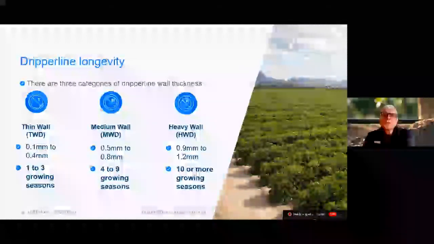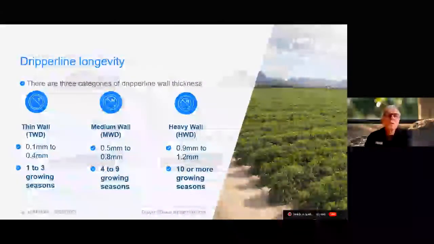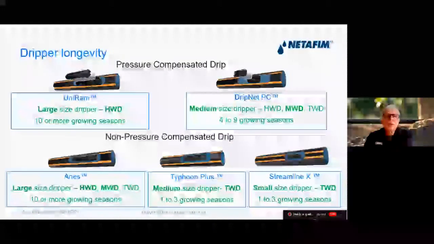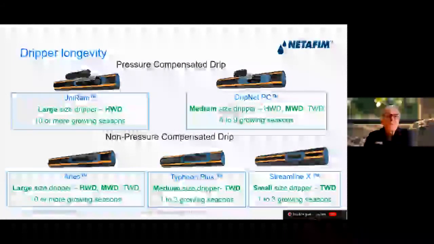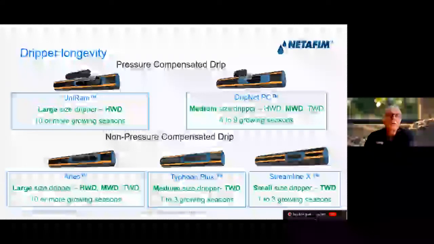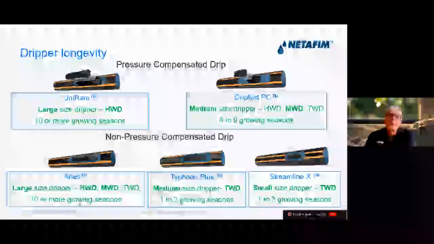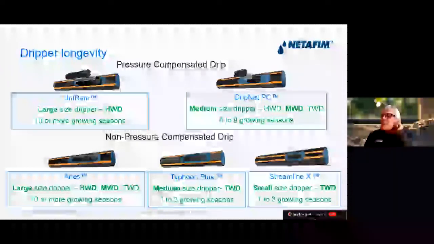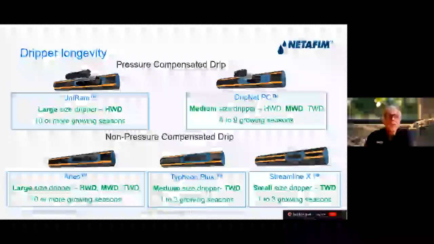Now we apply this to the 5 Netafim drippers: Uniram, DripNet PC, Aries, Typhoon Plus and Streamline X. Uniram, that's a large dripper, and we put it into a heavy wall thickness for 10 or more growing seasons. DripNet PC is a medium-sized dripper, and we put that into a medium wall thickness. That's for 4 to 9 growing seasons. This is, by the way, the number of growing seasons. It's not cut and dried.